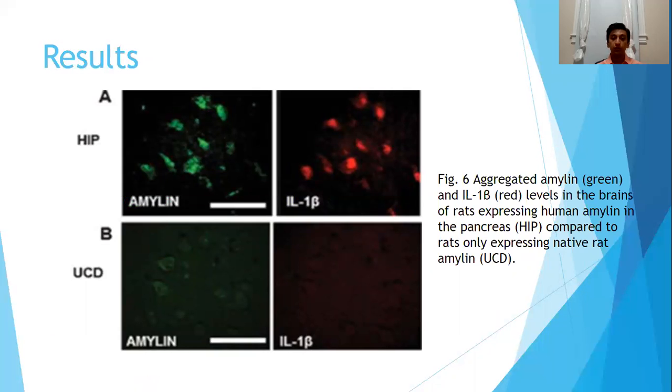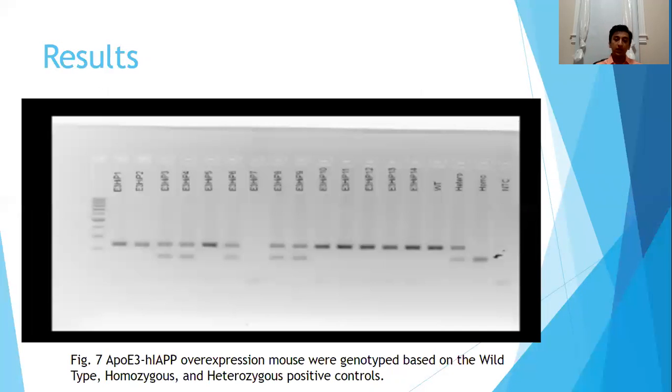Additionally, for the interleukin 1 beta, as you can see with the human islet amyloid polypeptide treated cells, compared to the vehicle control, there was a significantly increased synthesis of interleukin 1 beta in the rats expressing the human amylin compared to the vehicle control, with the APOE3 allele as well. Additionally, for the results for PCR, the APOE3 HIAPP overexpressing mice were genotyped based on the wild type, homozygous, and heterozygous positive controls successfully.